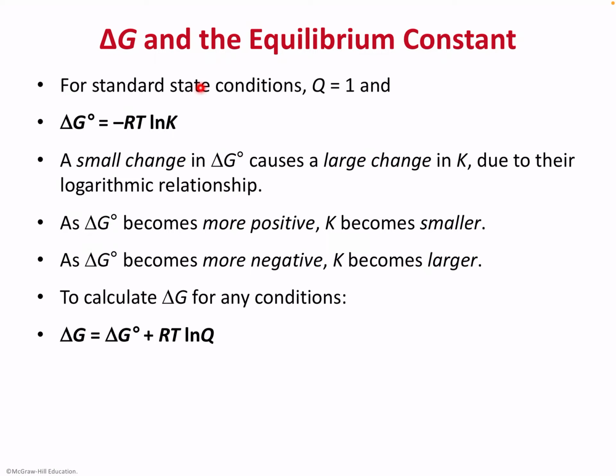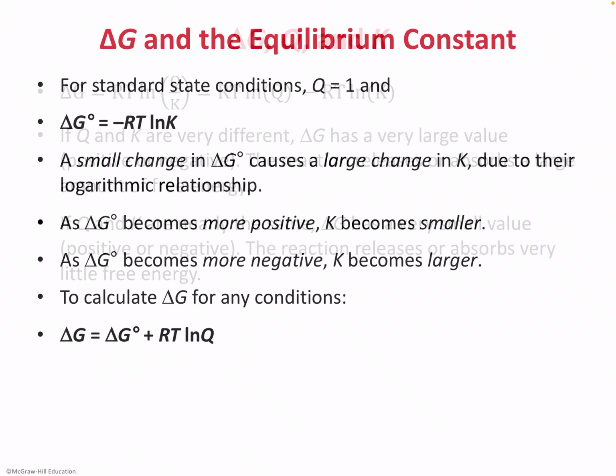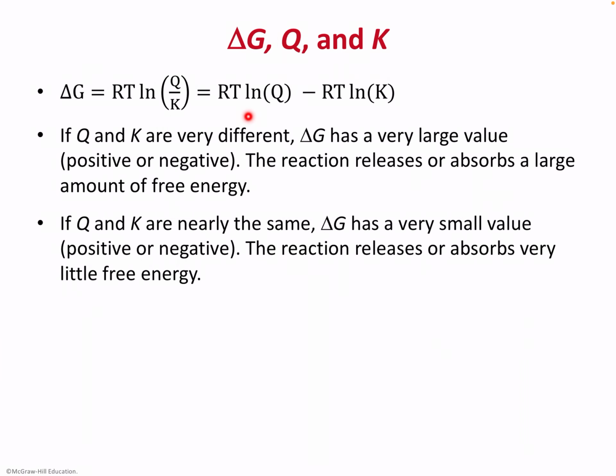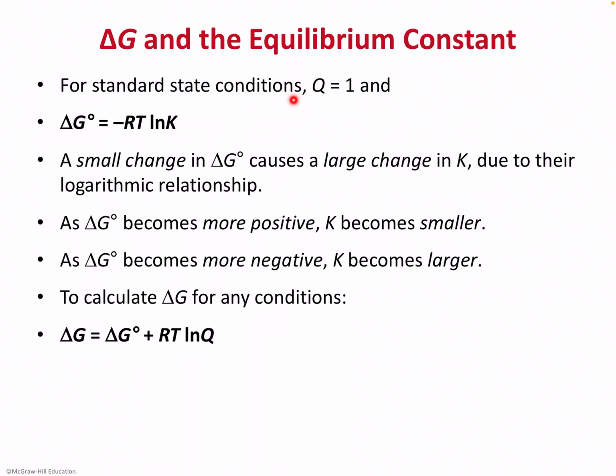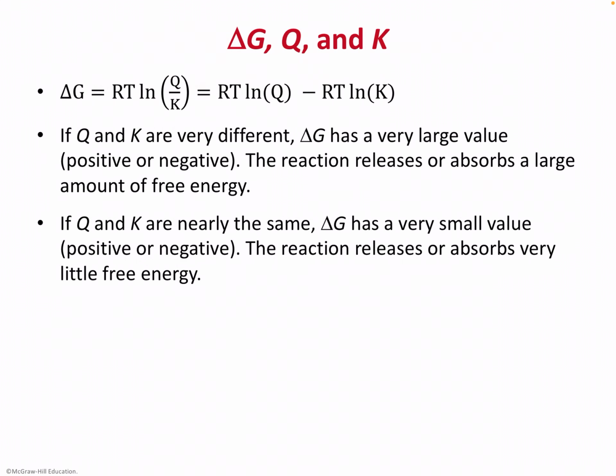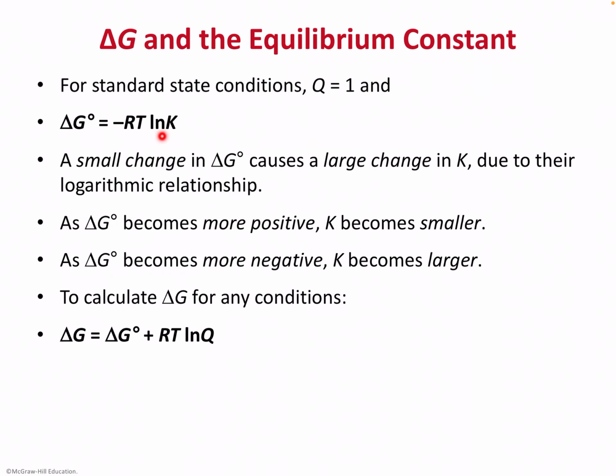For standard state conditions, Q equals 1. If Q equals 1, ln 1 would be 0, right? So then the delta G naught would be only negative RT ln K. If Q equals 1, this part becomes 0, so then delta G naught would be negative RT ln K.